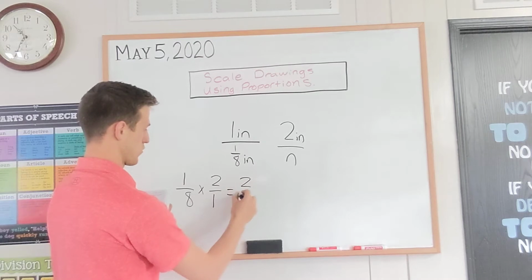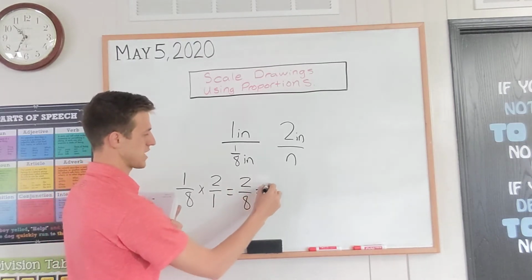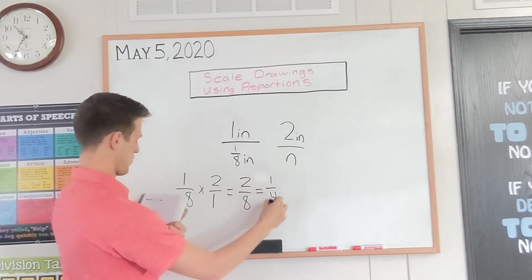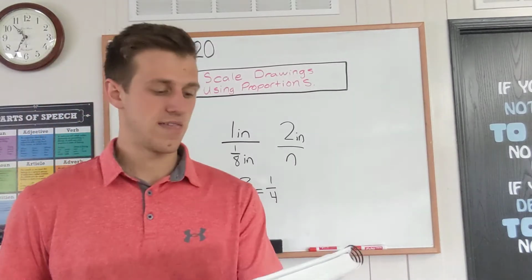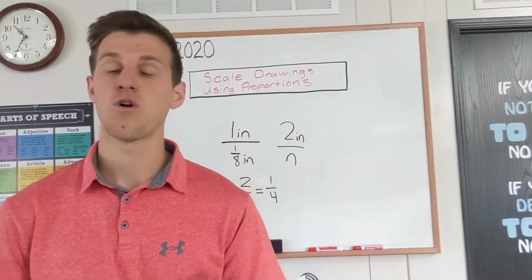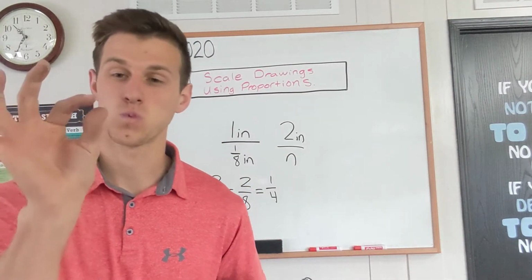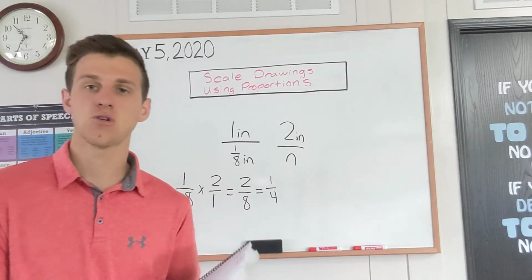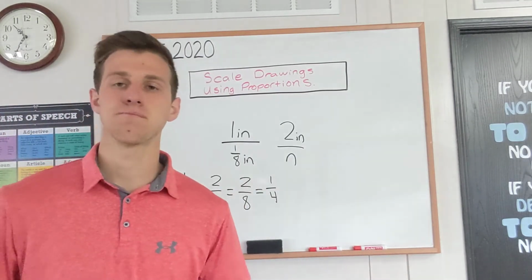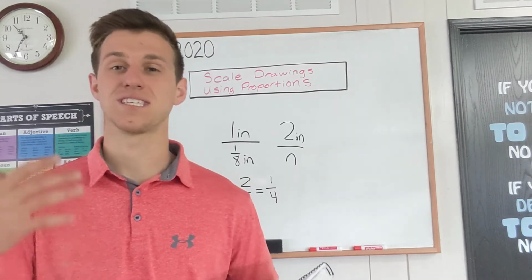equals 2/8. And we can reduce that to 1/4, all right? So the actual insect is only 1/4 of an inch long. So that's really, really tiny. But in our scale drawing, it showed it larger than that, probably so we could see it better, all right?